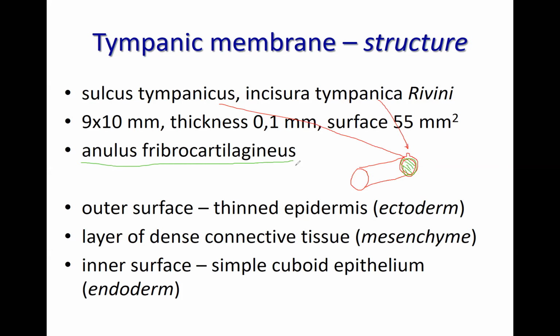As you can see, it's about 1 by 1 centimeter, so it's a nearly perfect circle, but it's very thin, only 100 micrometers thick. And it's composed of three layers, as it is formed by two different structures during development. So this is endoderm. This internal structure is called the first endodermal pouch.